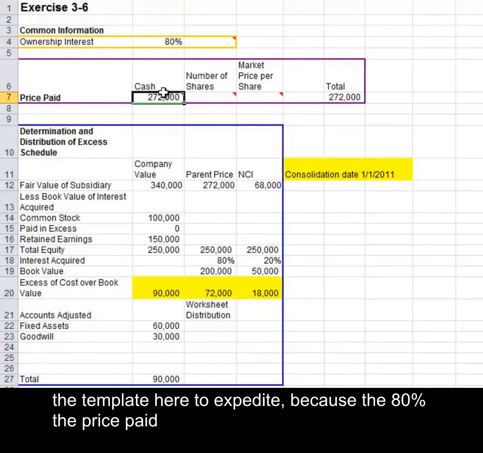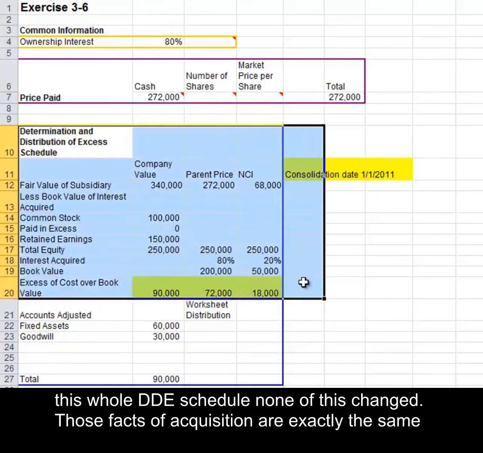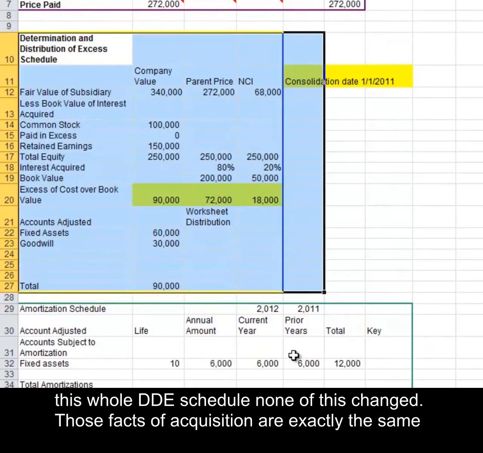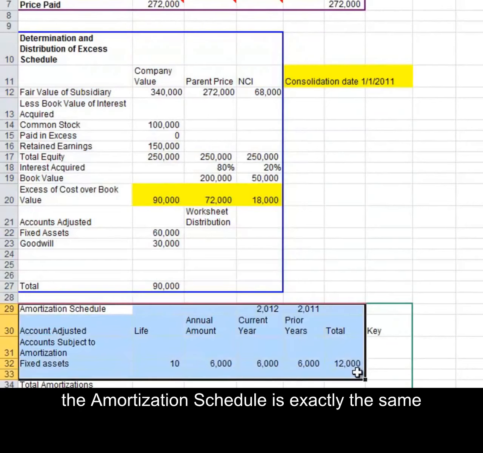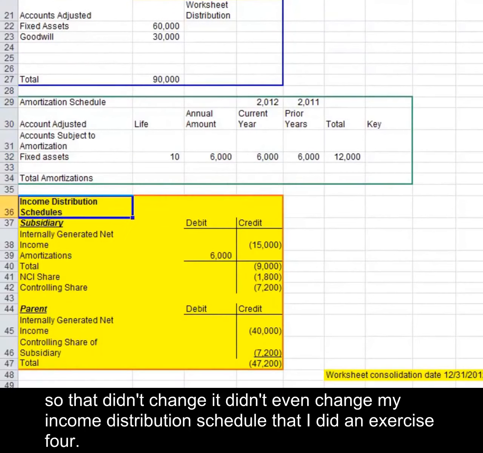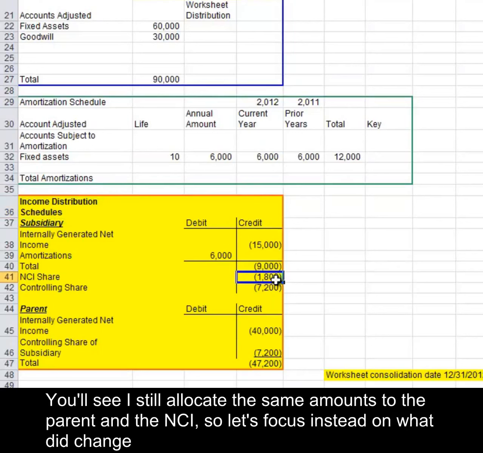the 80%, the price paid, this whole DDE schedule, none of this changed. Those facts of acquisition are exactly the same. The amortization schedule is exactly the same. So that didn't change. It didn't even change my income distribution schedule that I did in exercise 4. You'll see I still allocate the same amounts to the parent and the NCI.